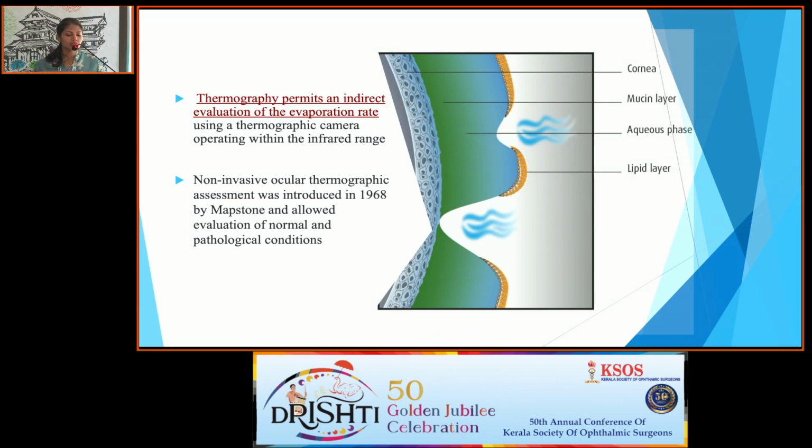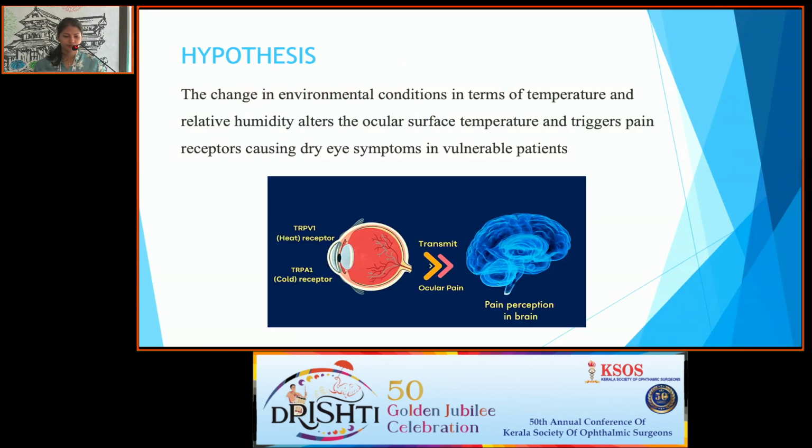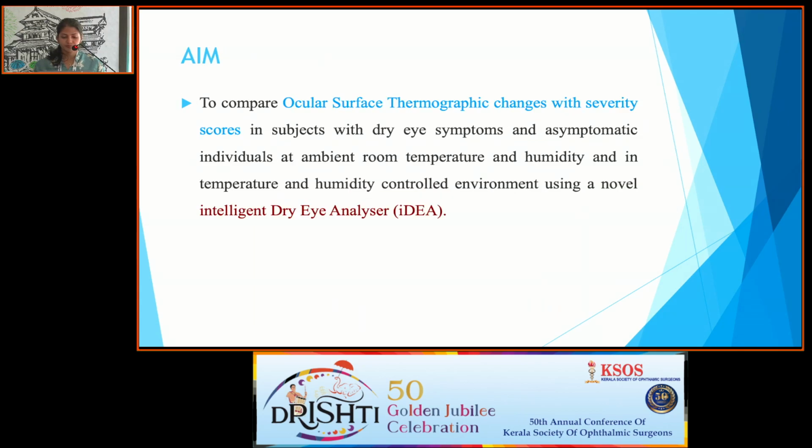It uses a thermography camera which operates in the infrared range. This concept was introduced in 1968 by Mapstone. However, there is no commercially available instrument. So our hypothesis was that a change in environmental conditions in terms of temperature and humidity alters the ocular surface temperature and will trigger the pain receptors, causing dry eye symptoms in those who are vulnerable.